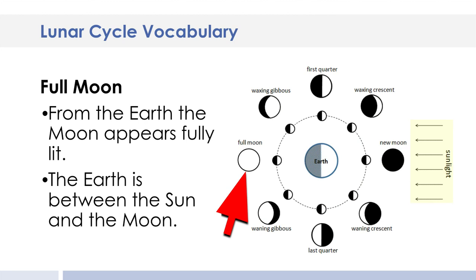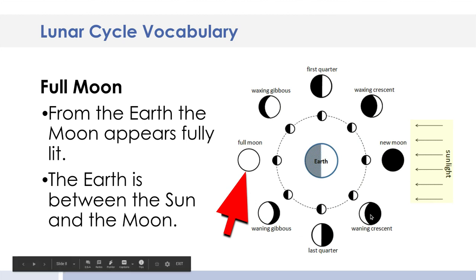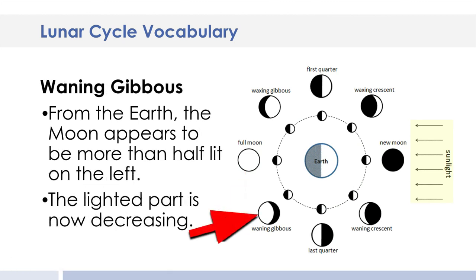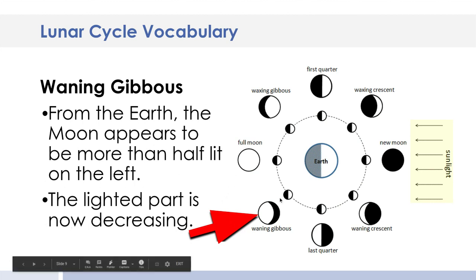And then you'll see as we move from a full moon to waning gibbous, last quarter, and waning crescent, the darkness begins to grow on the right side. So we have a waning gibbous. From the Earth, the moon appears to be more than half lit on the left. The light part is now decreasing.